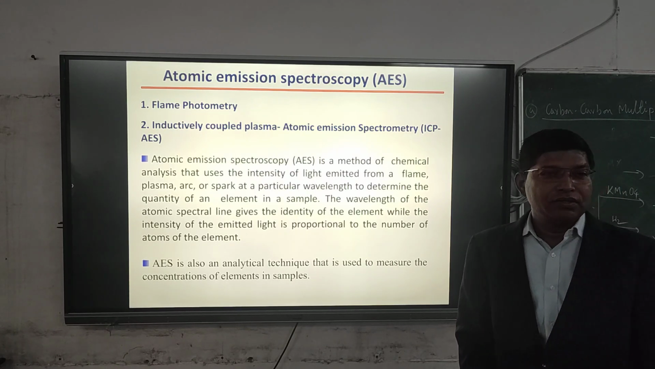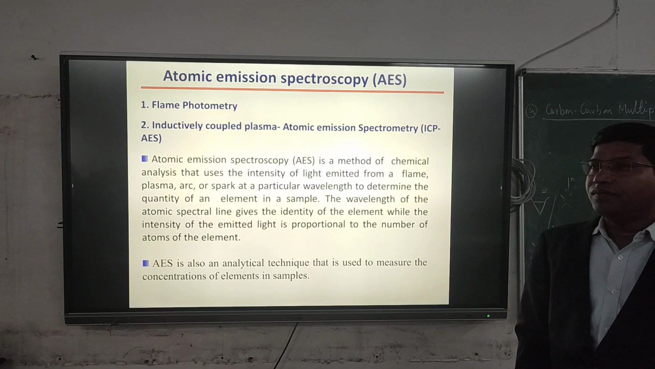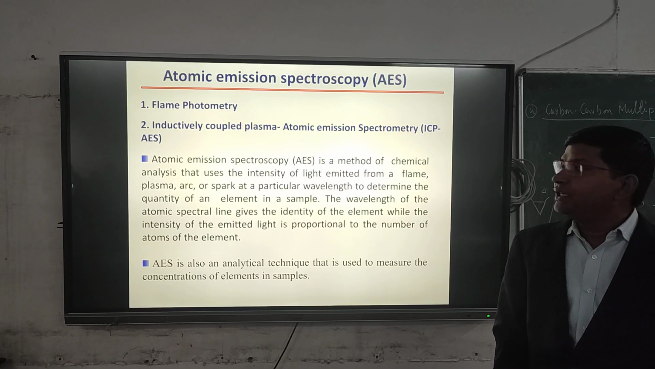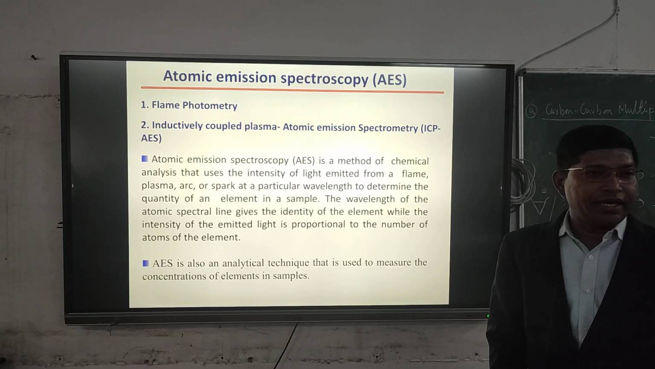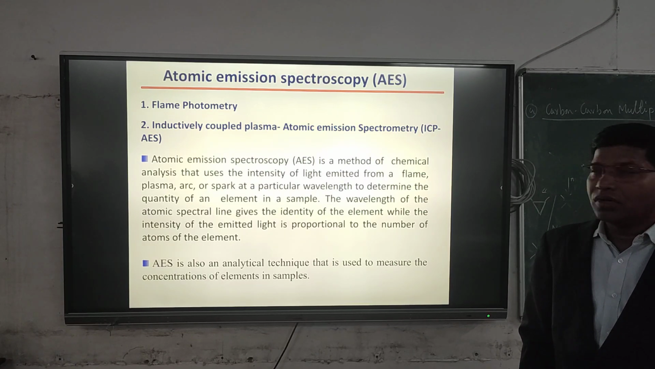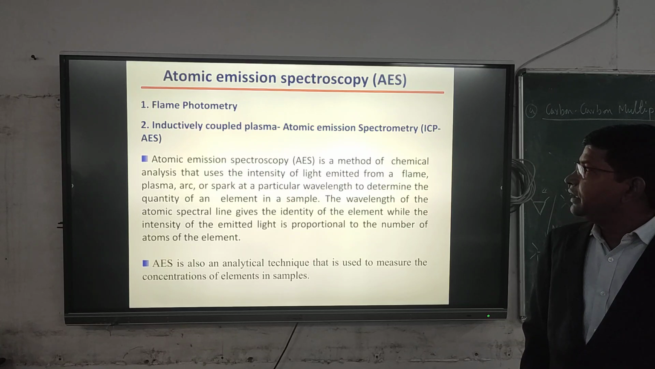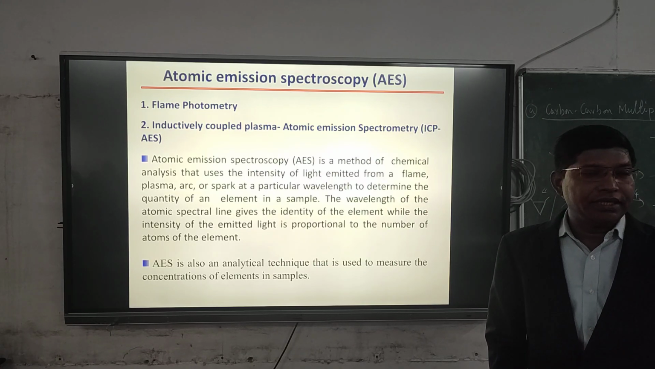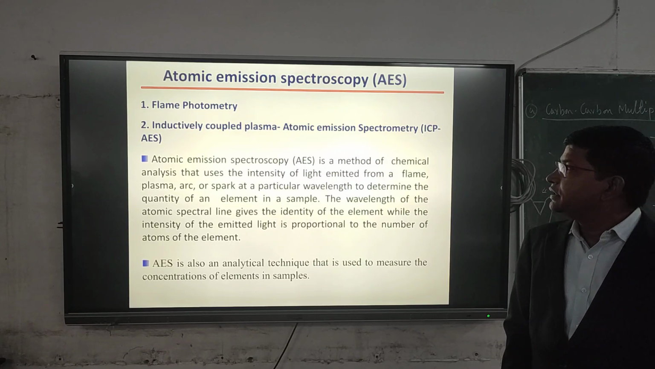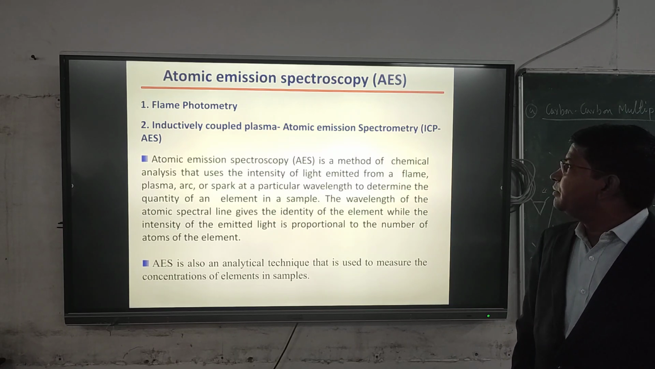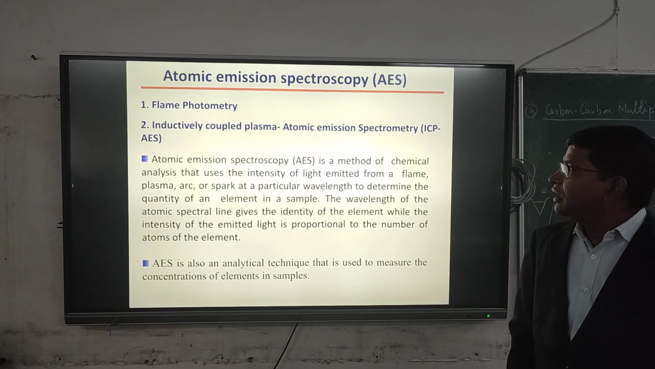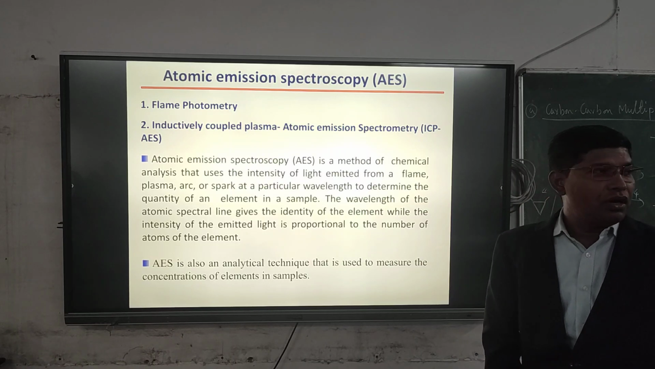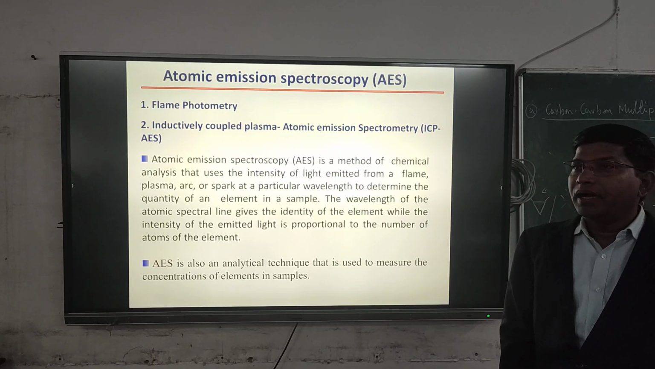What is flame photometry? In flame photometry, we measure the emitted light, where the flame is used as an atomization and excitation source. And here is another technique that comes under AES, that is inductively coupled plasma atomic emission spectroscopy. Here the plasma is used to excite and atomize the element.